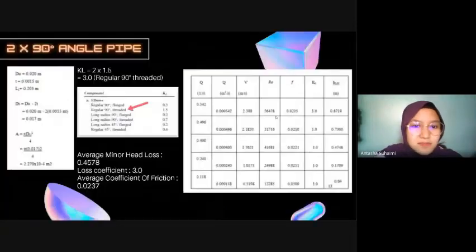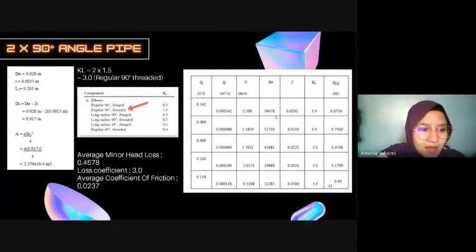Okay, next. For the 2 times 90-degree angle pipe, the KL is 2 times 1.5 equals 3.0, because the type of pipe is regular 90-degree threaded. So the average minor head loss is 0.4578 meter. The loss coefficient equals 3.0, and the average coefficient of friction is 0.0237.